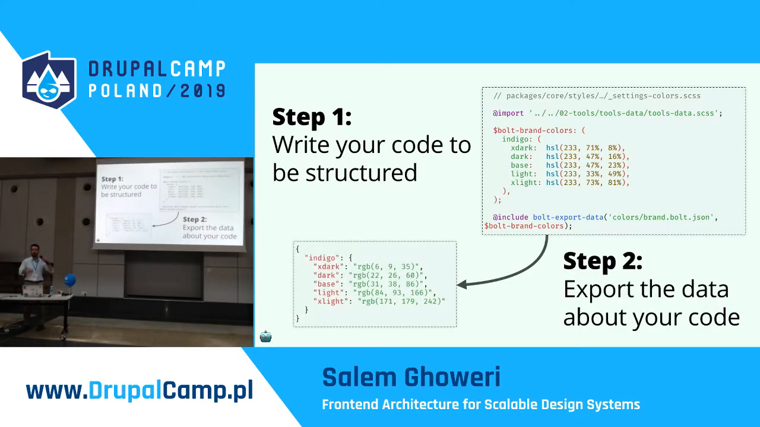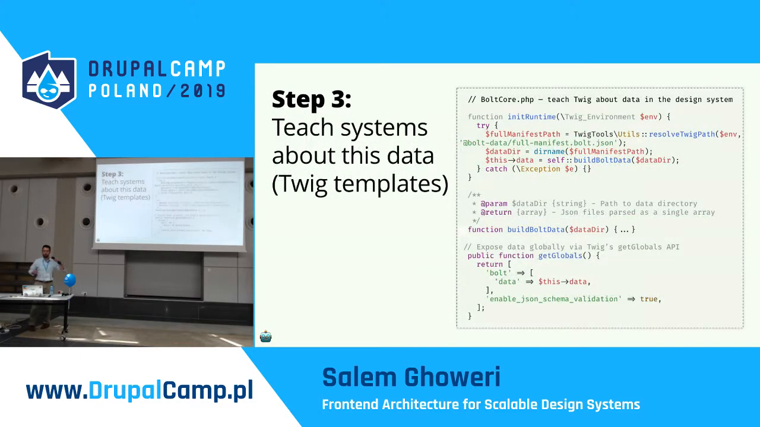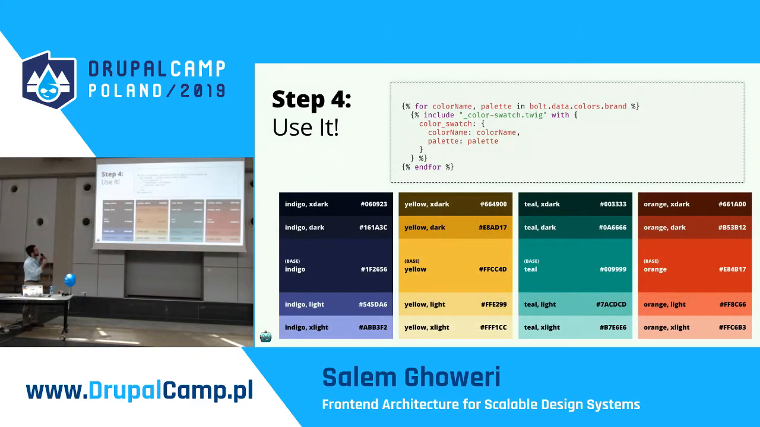Step two, share that data. So having your design system's colors in one file is great, but you need to be able to export that data in a format for step three, so that we can teach other systems about that. So we have our Sass with our colors. It exports it out into a JSON file. Could be YAML, could be anything else, but for us, JSON made the most sense. Step three, we need to be able to teach other systems like Twig about the data that we have in our system, so that step four, we can use it.